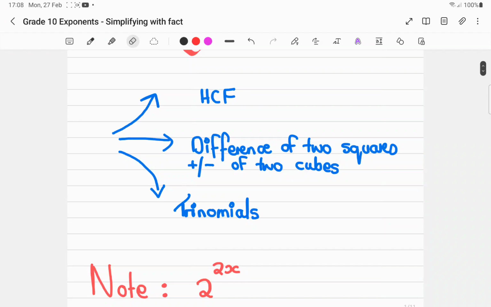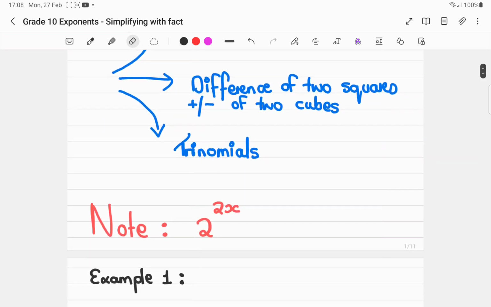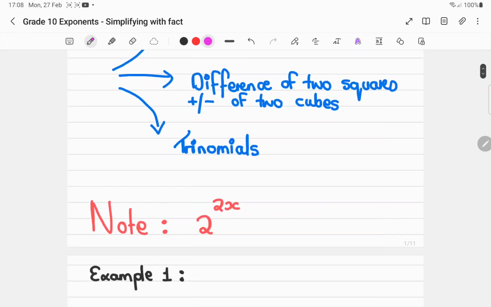The main factorizations that we use with exponents are HCF, the difference of two squares, or we can do the sum and difference of two cubes, but that's unlikely here, and then the trinomials. So please make sure that you understand these, that it's solid in your mind, and that you know how to do it.